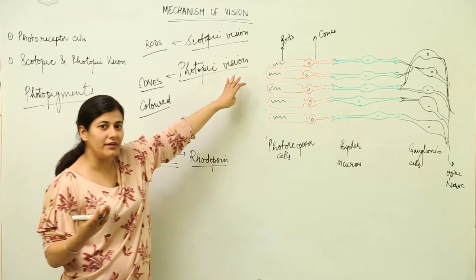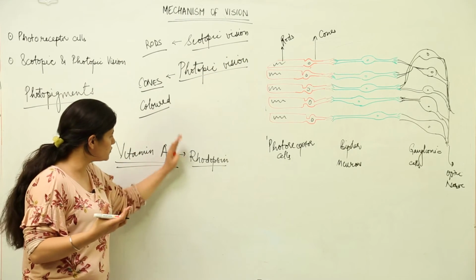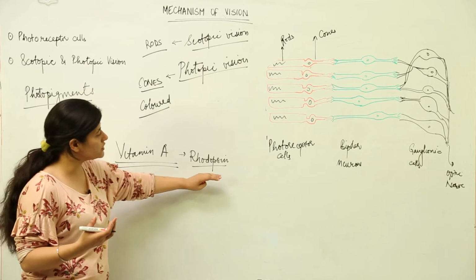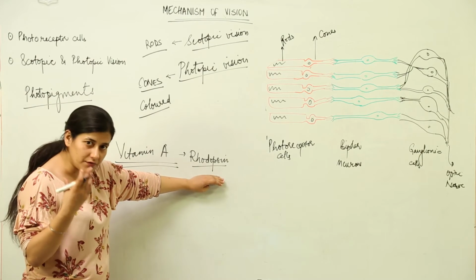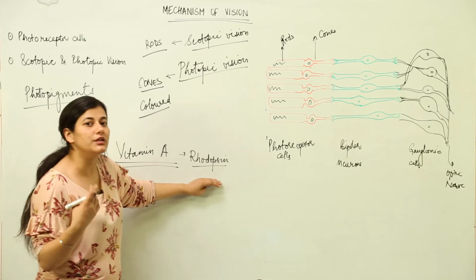Now, if somebody is having night blindness, it will be due to deficiency of vitamin A. They will not have rhodopsin in their eyes and it will be difficult for them to see in the dark.